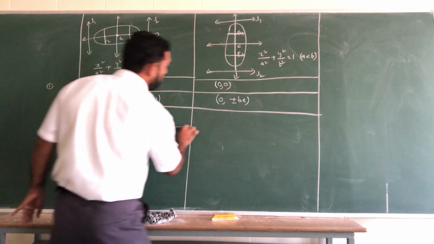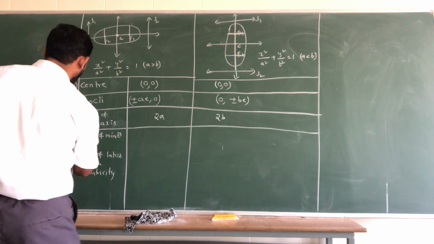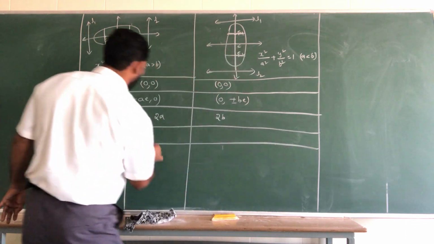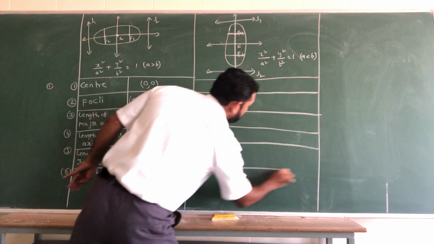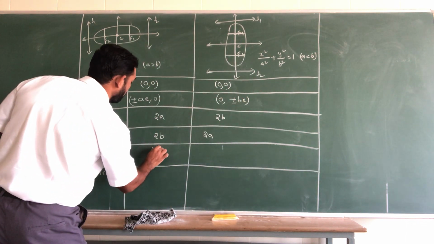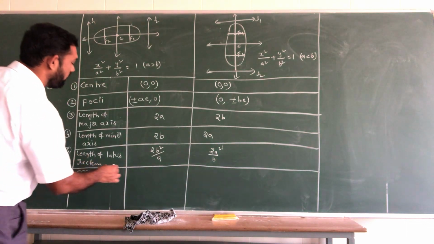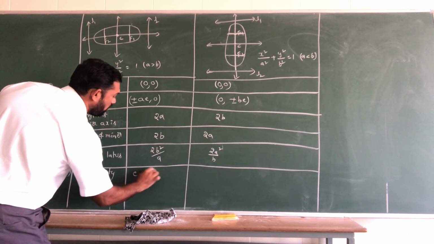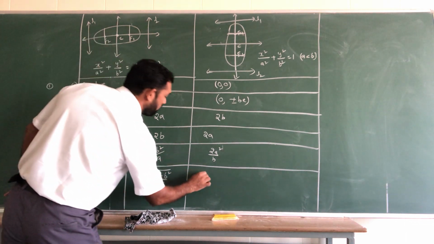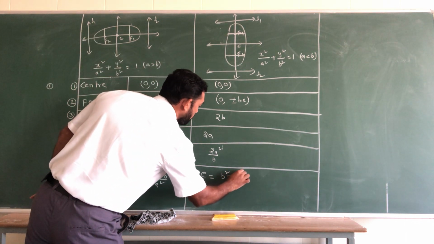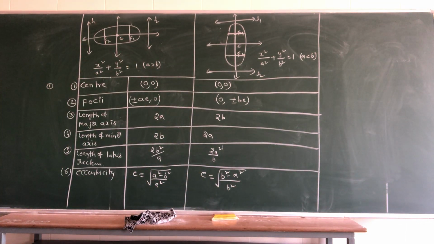Next, length of major axis. This is 2a, this is 2b. So this is length of minor axis. This is 2b, this is 2a. Length of the latus rectum, 2b square by a. This is 2a square by b. Next, eccentricity is denoted by E equal to root over a square minus b square by a square. This is E equal to root over b square minus a square by b square. That is our eccentricity. These points are very important.